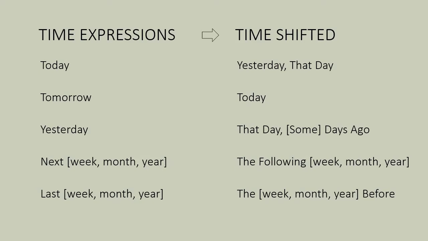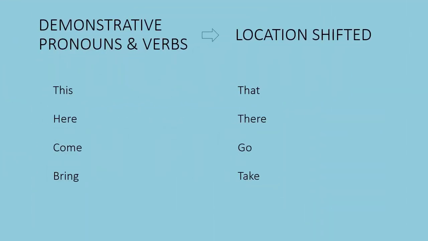And finally, we have demonstrative pronouns and verbs of location. Demonstrative pronouns show us where things are. For example, this and that. So in reported speech, this often shifts to that.